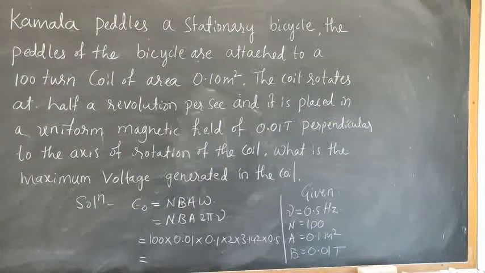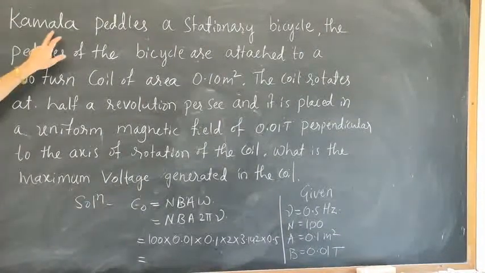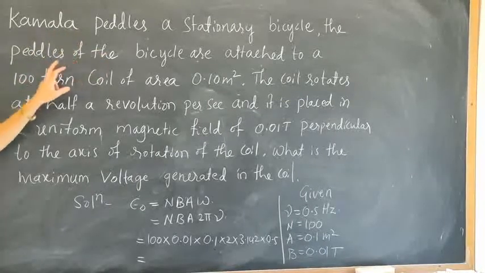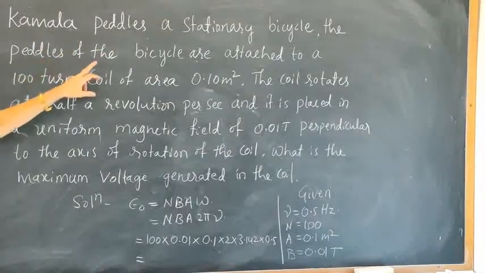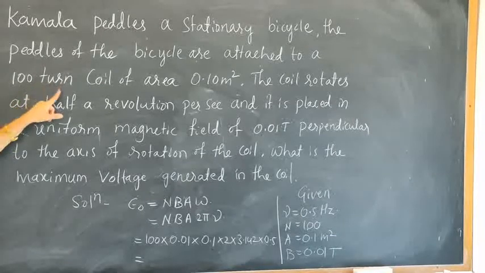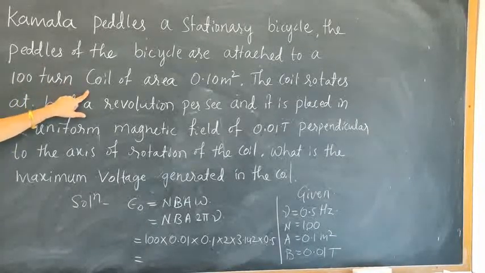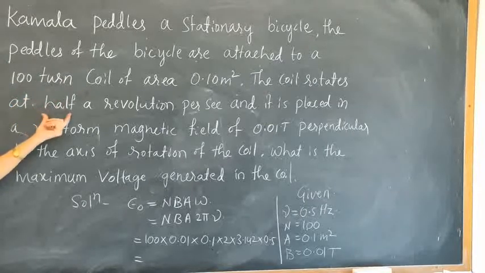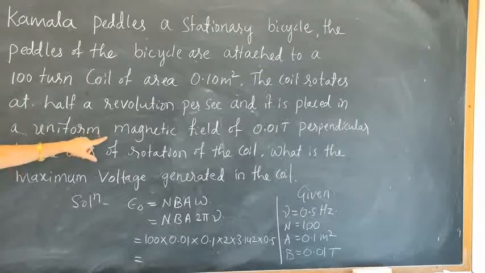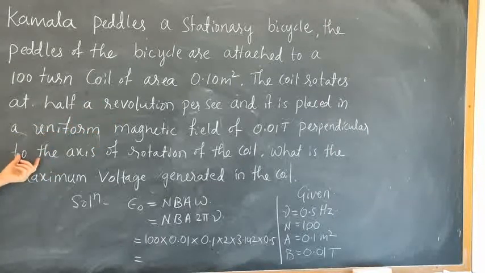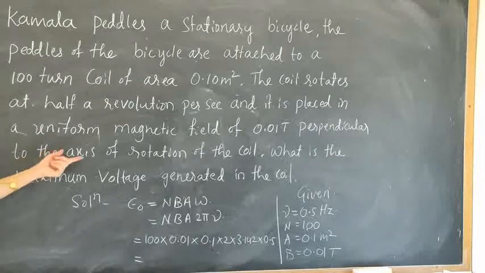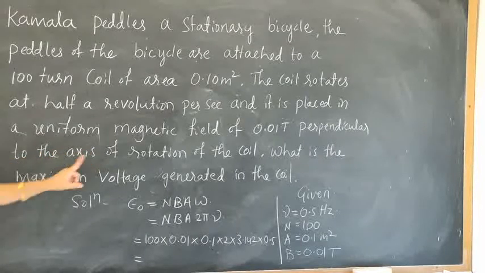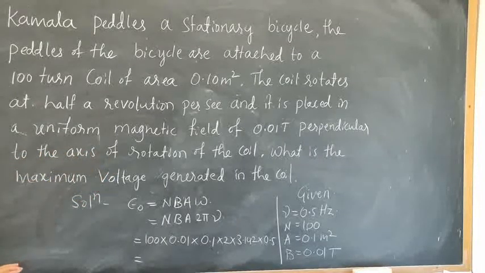Let us solve this problem. In this problem, Kamala pedals a stationary bicycle. The pedals of the bicycle are attached to a 100-turn coil of area 0.10 meter square. The coil rotates at half a revolution per second and it is placed in a uniform magnetic field of 0.01 Tesla perpendicular to the axis of rotation of the coil. What is the maximum voltage generated in the coil?